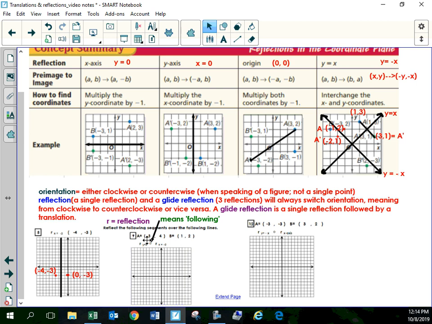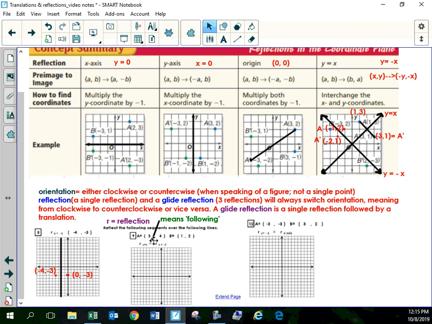Okay, here we have a segment. Notice it says right here in black, reflect the following segments over the following lines. So this is segment AB. Now it says, remember little r is reflection again, and then the subscript says y equals x. Right there, the line y equals x. But you see this little circle right here in the middle? As I say up here, that means following. That little circle means following. So it says reflect over the line y equals x following the reflection over the line x equals -2.